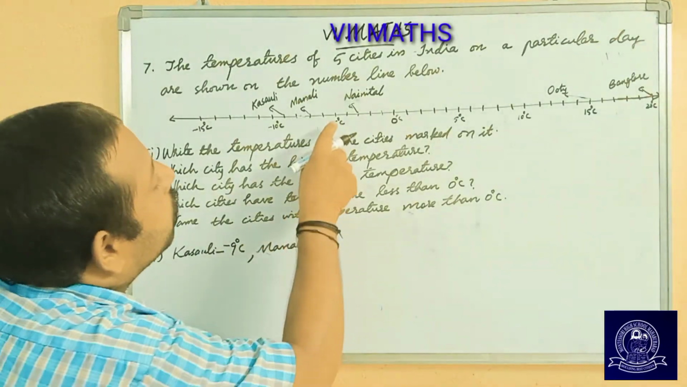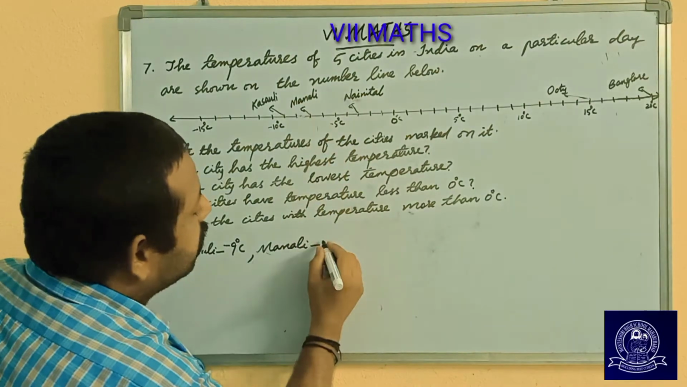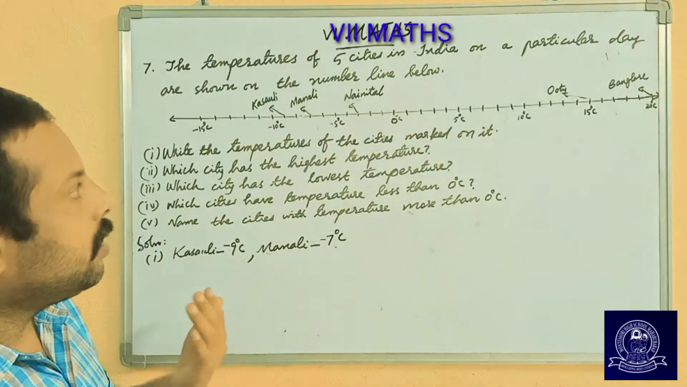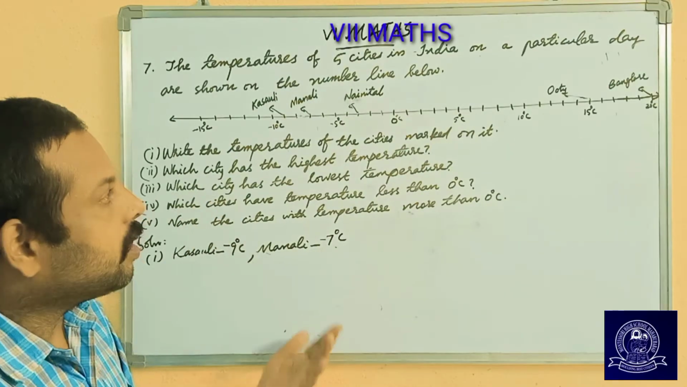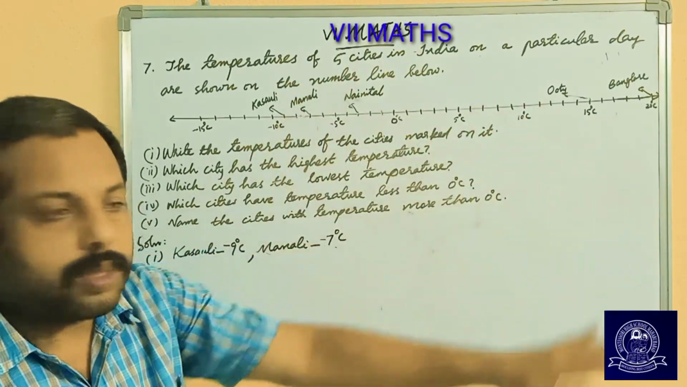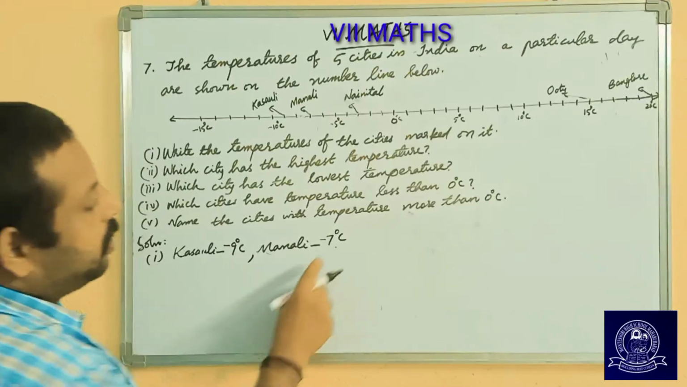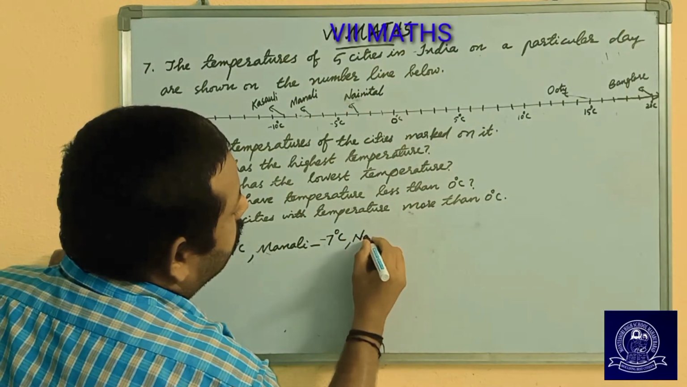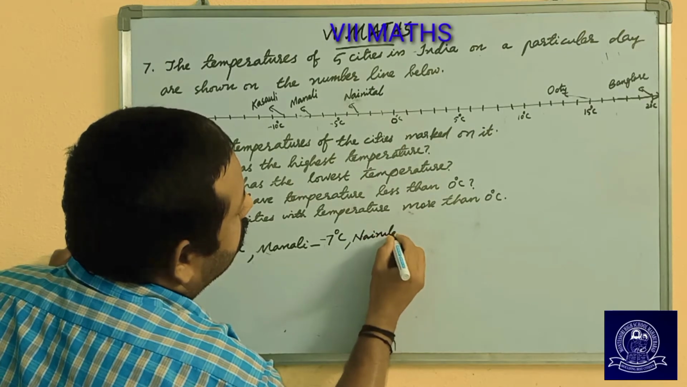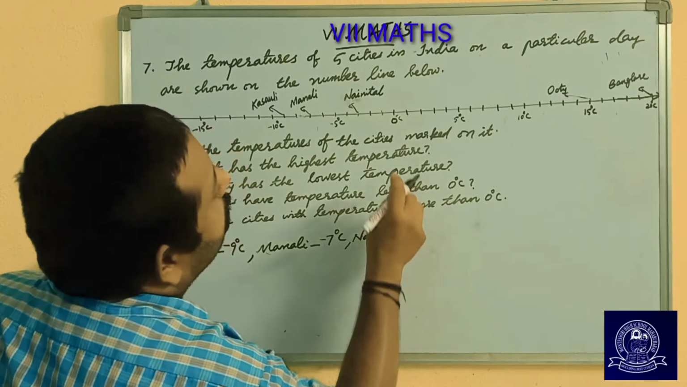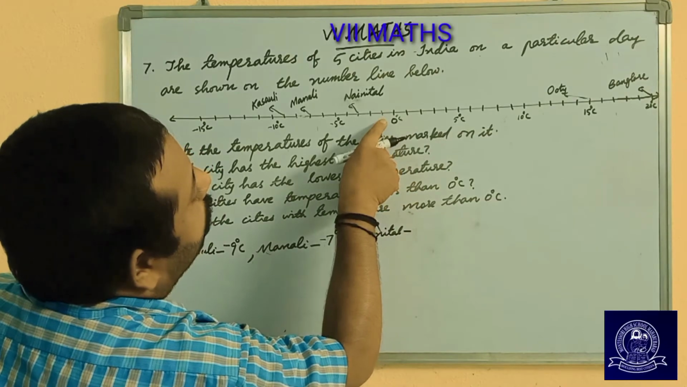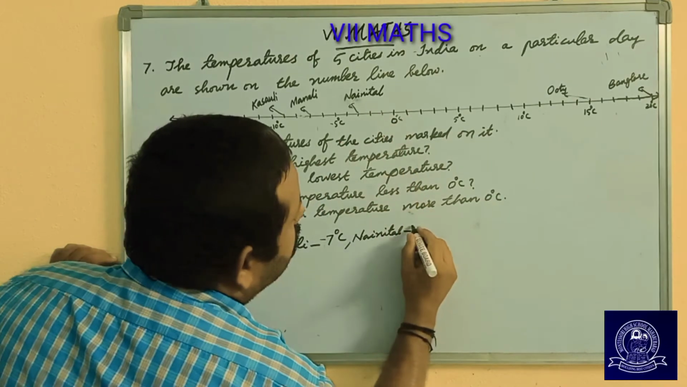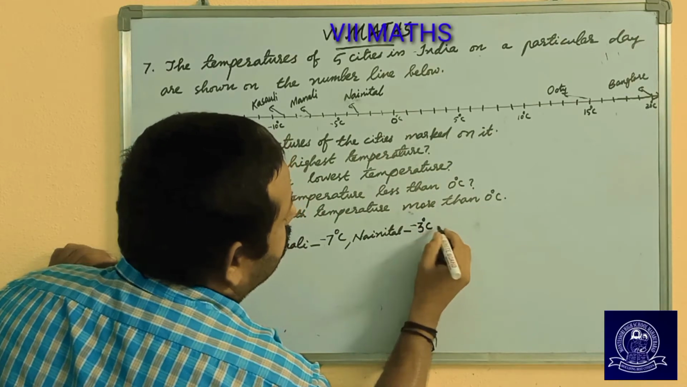Manali, 5 is there, 6, 7, -7. You know, when we come from 0 to left side, negative integers are there. Right of 0 we have positive integers. -7 degrees Celsius. Now what is the next place? Nainital. What is the temperature? -1, -2, this is 0. -1, -2, -3. -3 degrees Celsius.